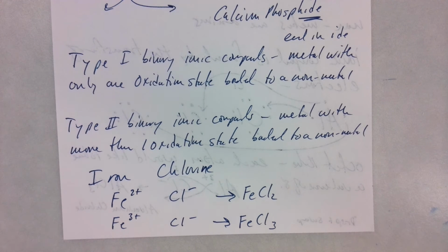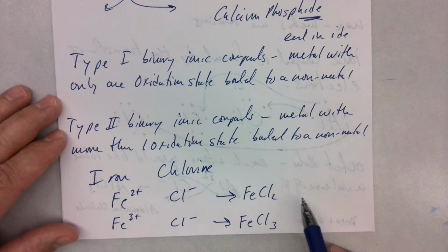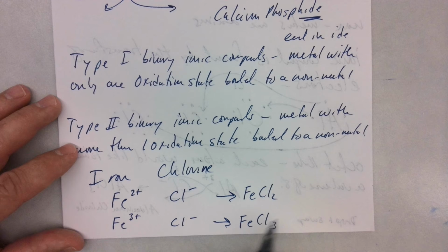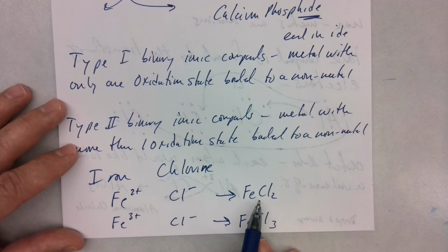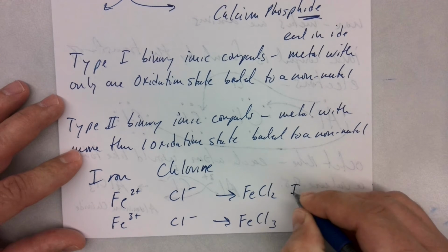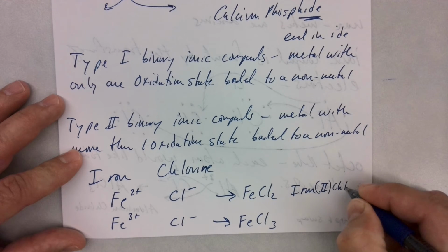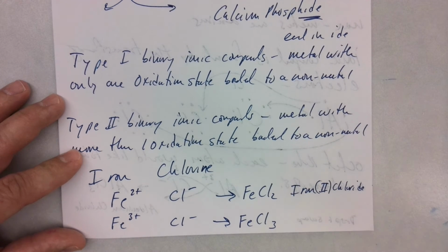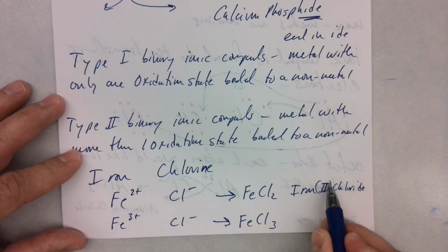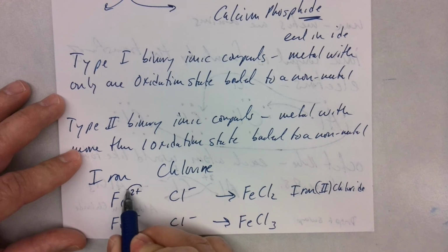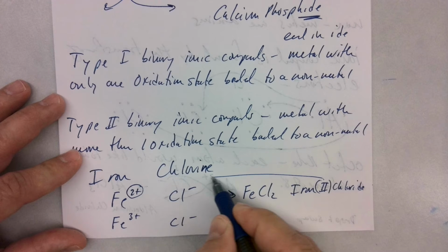Well, if you had a sample of them, they would look different. They're going to be a different color. They're vastly different. But to name them, this is what happens. You use a Roman numeral to signify that charge. So this one would be known as iron 2 chloride. That Roman numeral indicates that charge.